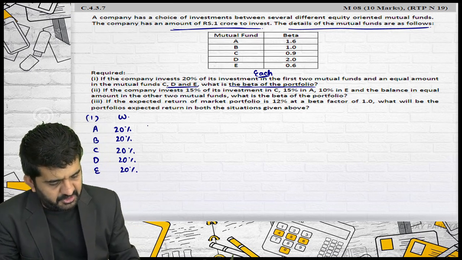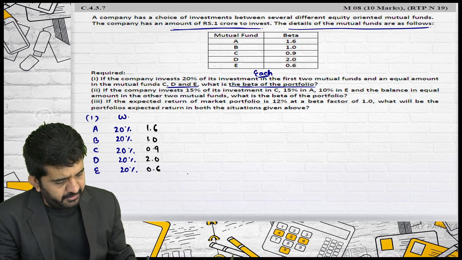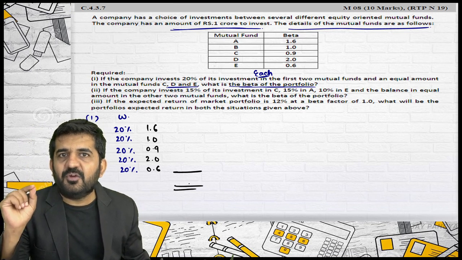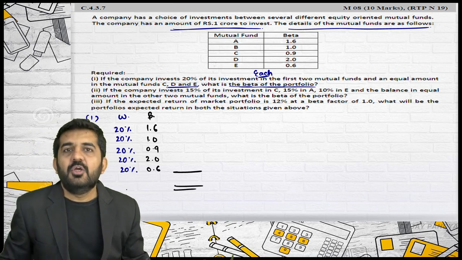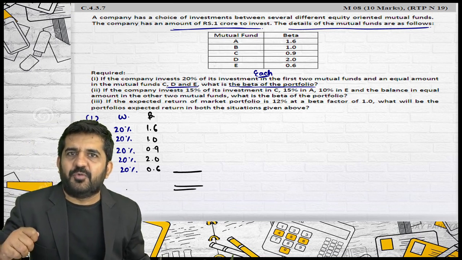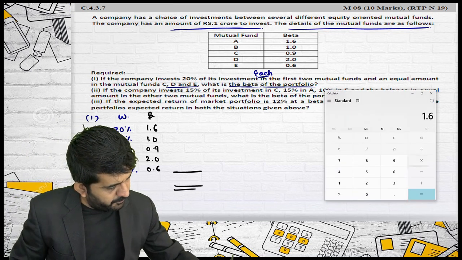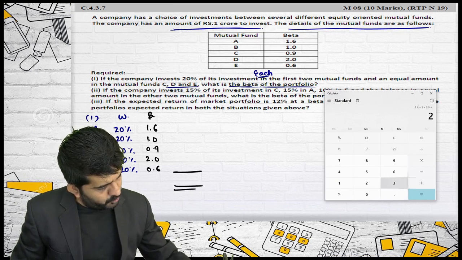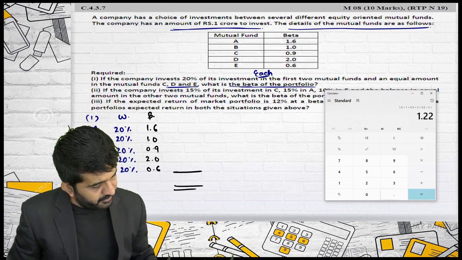What is beta of each case? 1.6, 1.0, 0.9, 2.0, 0.6. Believe me, it is mathematically correct. Whenever the weights are equal, whether you find the weighted average or the simple average, it is absolutely alright. I can find the simple average: 1.6 plus 1 plus 0.9 plus 2 plus 0.6 divided by 5. It is 1.22.